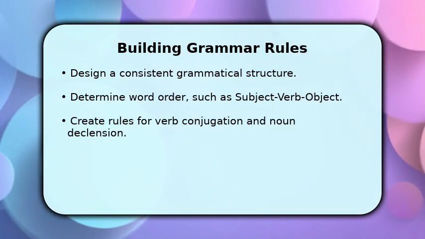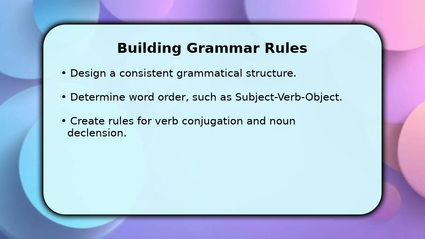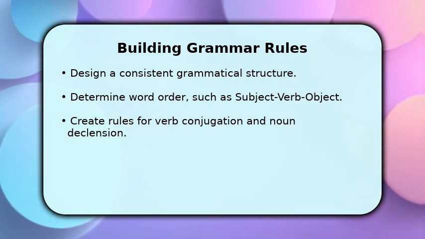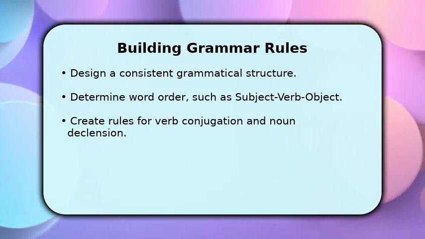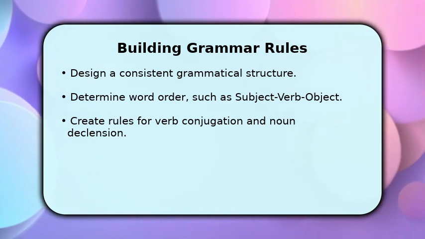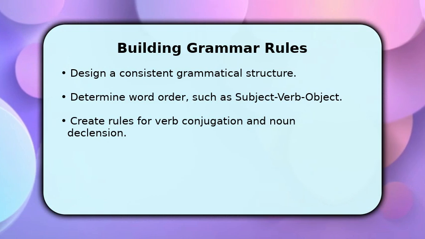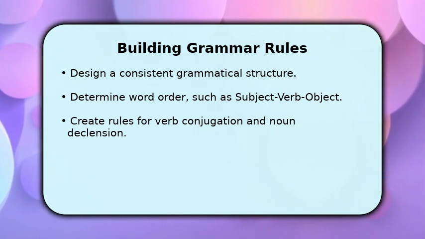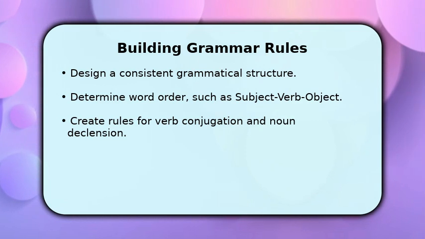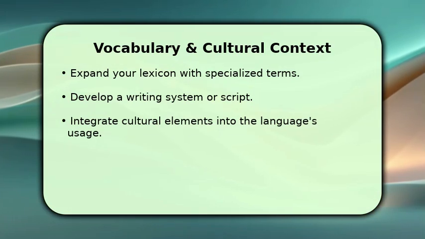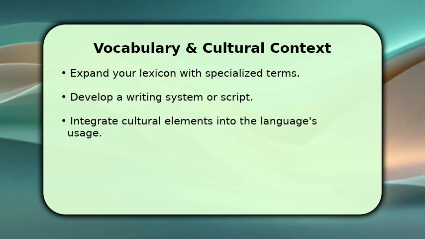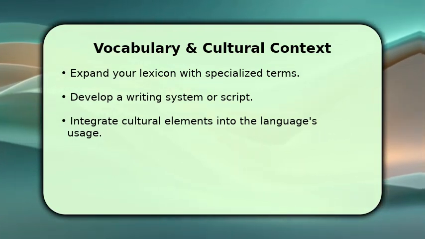Once you have your sounds and basic words, it's time to build the grammar. Design a consistent grammatical structure that dictates how words interact. Determine the fundamental word order, like subject-verb-object or verb-subject-object. Additionally, create clear rules for verb conjugation and noun declension, ensuring your language has a logical and predictable flow for expressing actions and relationships. With grammar in place, expand your lexicon by adding specialized terms relevant to your language's world.